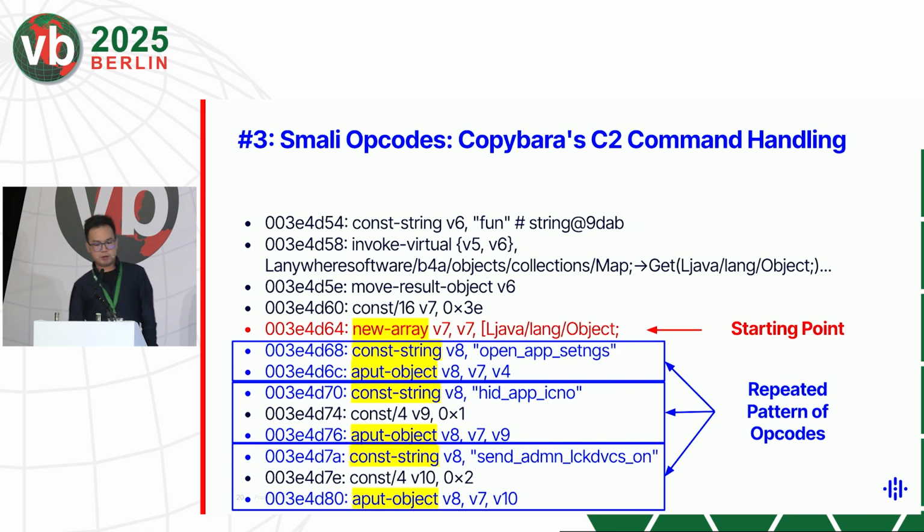The Smali opcode reflects this perfectly. You will find that this kind of C2 command pattern starts with the opcode new-array to create an array for data use, and then a high concentration of const-string opcodes followed by aput-object, its main operation, which places the string into the array. A function containing thousands of these sequences is likely to be related to the C2 command definition.